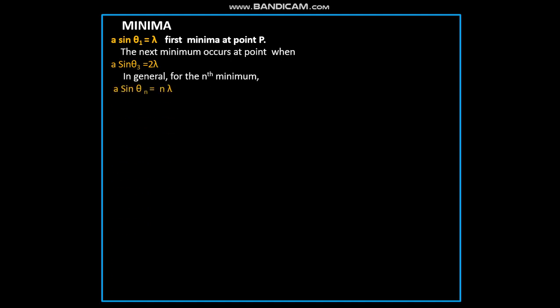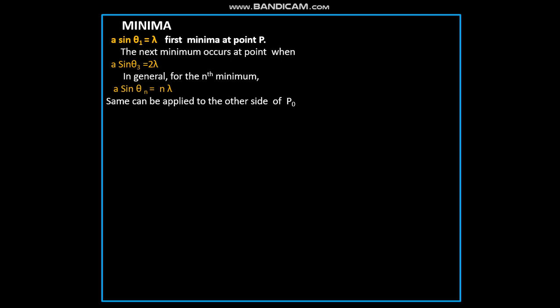Now let's see minima, the equations. A sin θ1 is λ, as we have seen. First minimum at point P. The next minimum occurs at the point where A sin θ3 is 2λ. In general, for the nth minimum, A sin θn is equal to nλ.